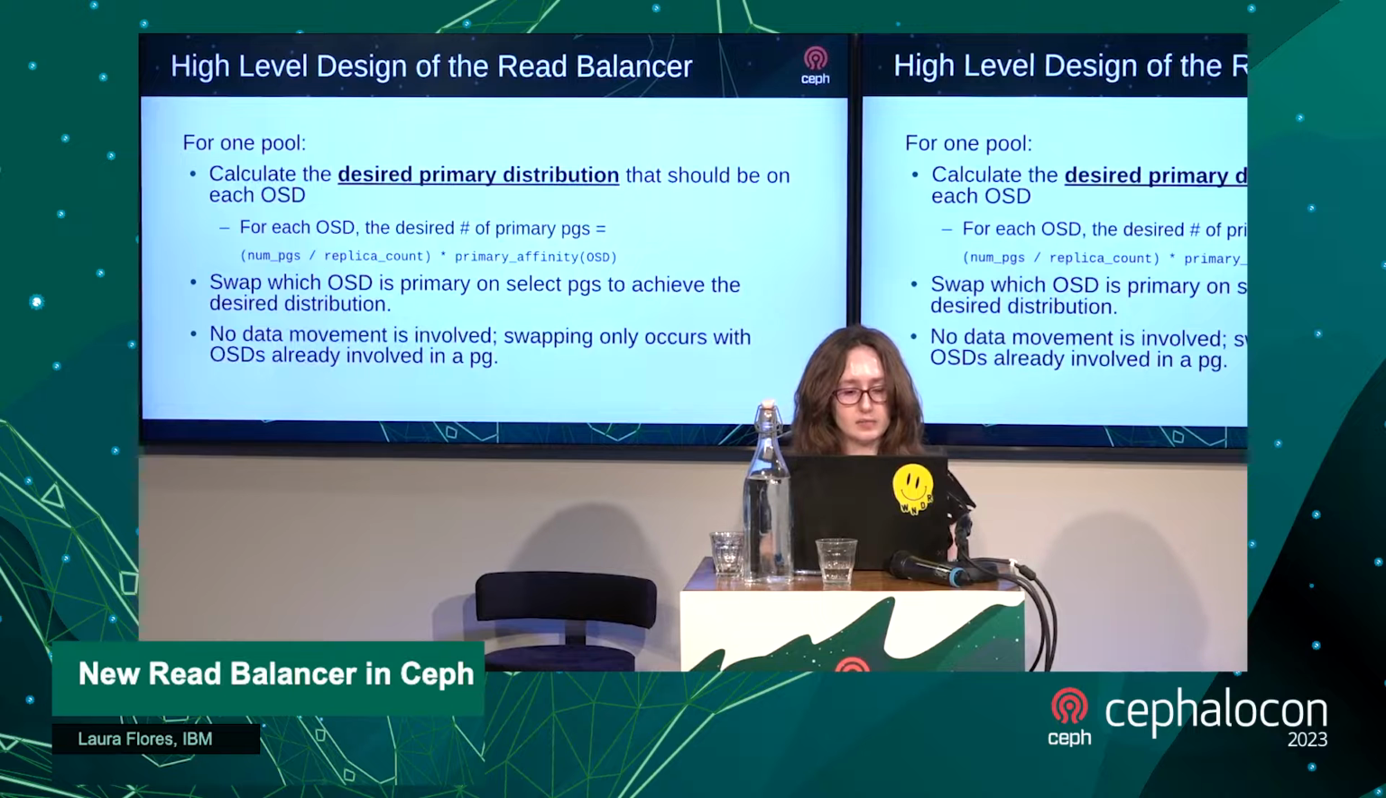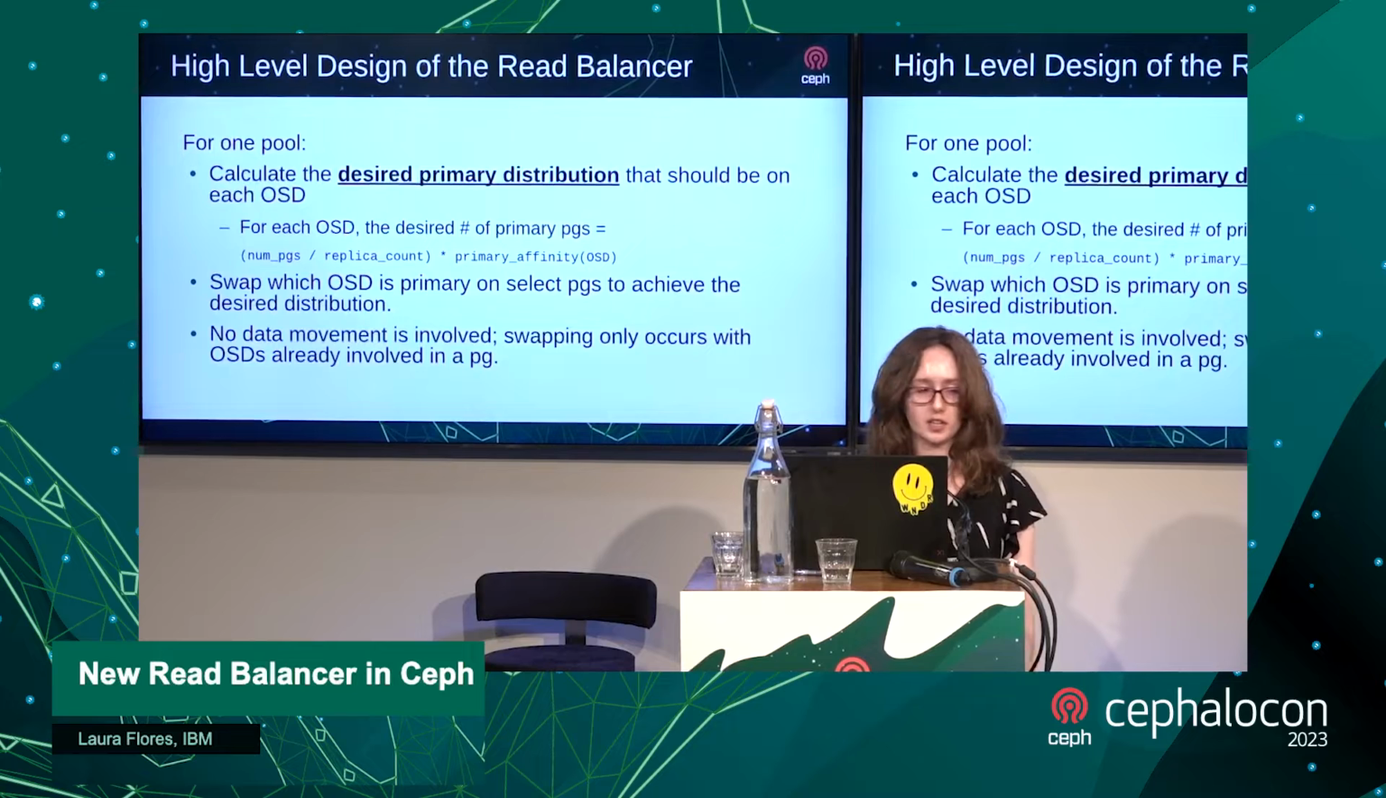Next, we take that desired distribution, and we swap which OSD is the primary on select PGs to achieve this desired distribution. And again, no data movement is involved. Swapping only occurs with the OSDs that are already involved in a particular PG. And this means the operation is very cheap.